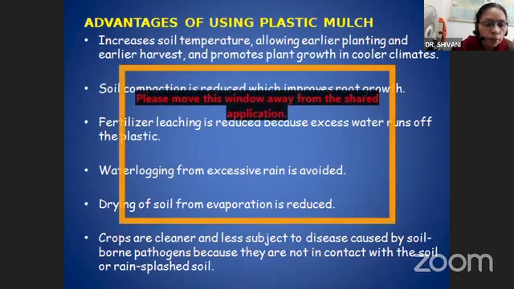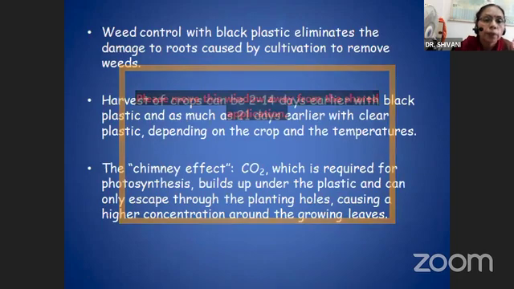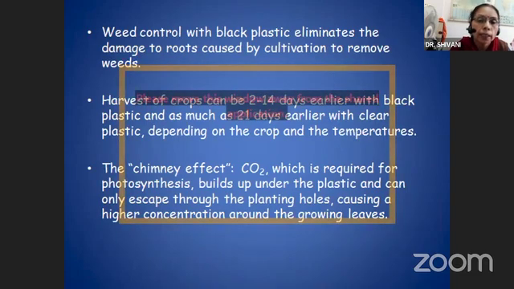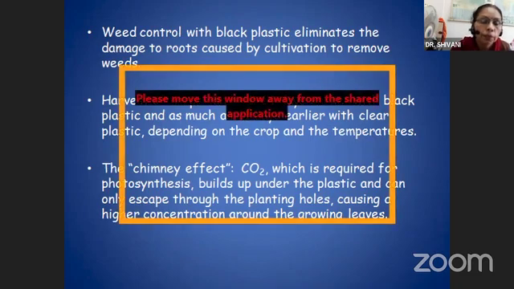One more thing we can see in a mulched field is that crops look cleaner and are much less subject to disease and weeds, especially soil-borne diseases, because they are not in contact with the soil or rain-splashed soil. Weed control with plastic mulch eliminates the damage to roots caused by cultivation to remove weeds. And harvesting of crops can be done 2 to 14 days earlier with black plastic mulch. And even if we mulch with any organic or inorganic mulch, we will get higher crop productivity.